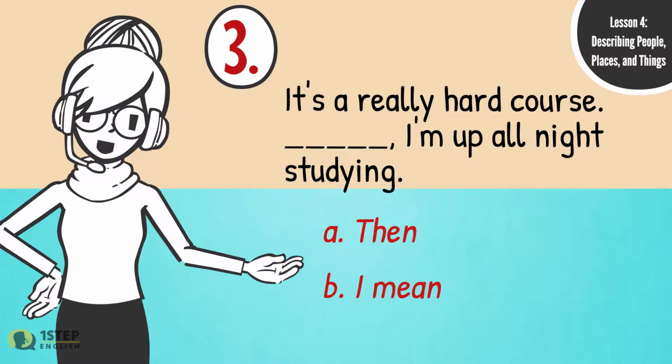Three. It's a really hard course. Blank, I'm up all night studying. A. Then. B. I mean. The correct answer is letter B. I mean. It's a really hard course. I mean, I'm up all night studying.